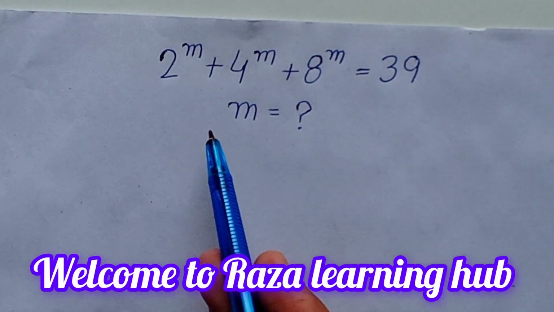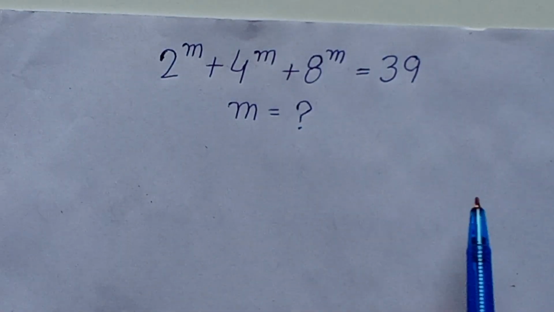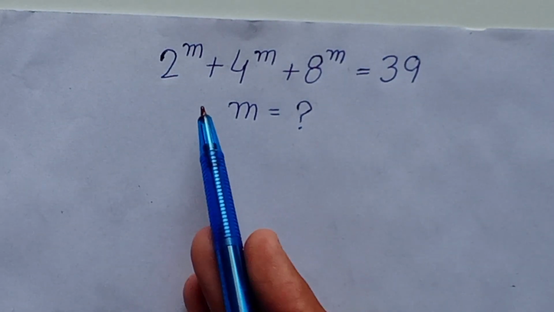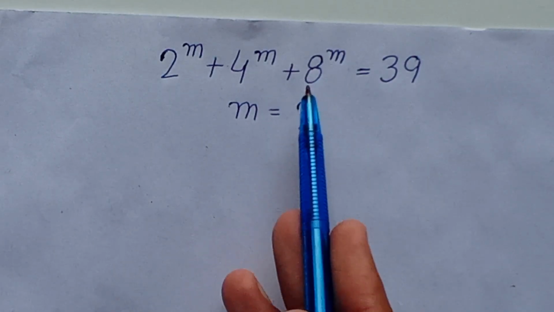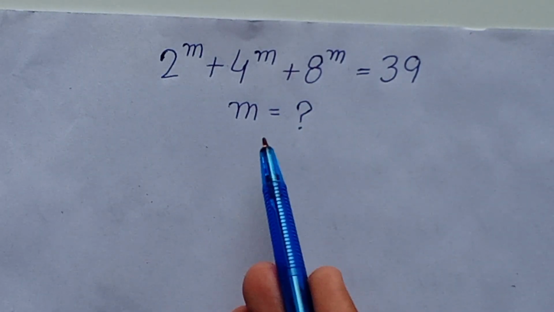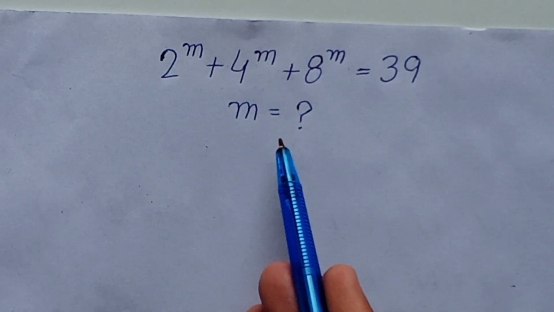In this video we will find the value of this Olympiad question, which is 2 to the power m plus 4 to the power m plus 8 to the power m is equal to 39. We can find the value of m.